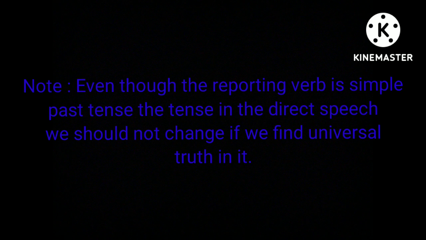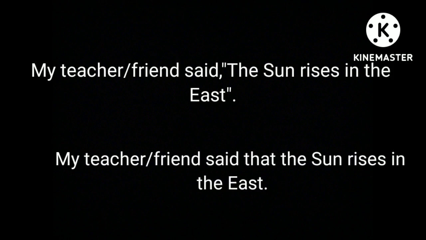Let us see one example. My teacher said, the sun rises in the east. If you convert this into indirect speech, it will be like this: my teacher said that the sun rises. Here rises, V1 plus s, we are not going to change as rose, V2. The main reason is it is a universal truth. So the final answer is: my teacher said that the sun rises in the east only.